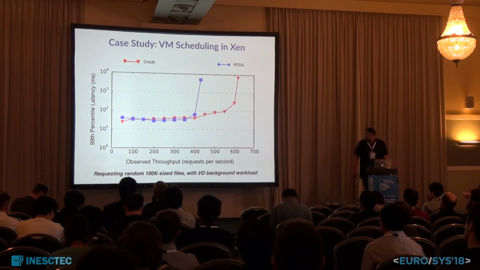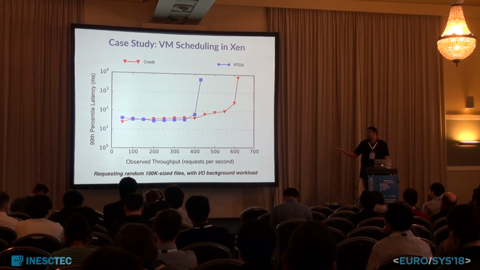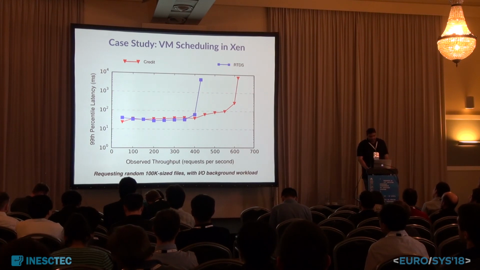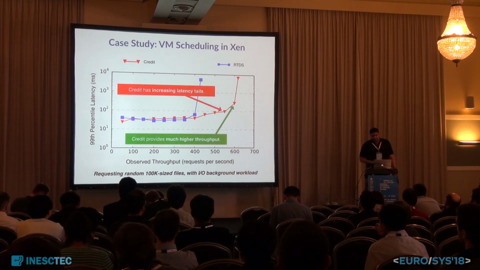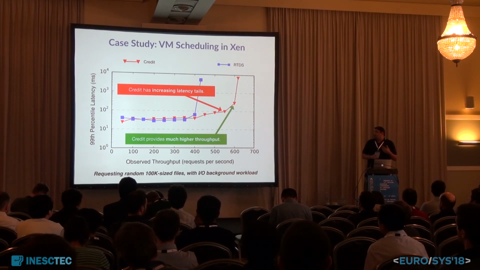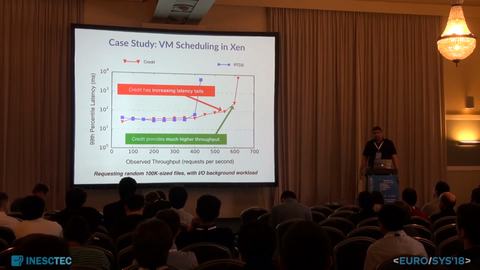And these are the two curves we get when requesting random 100 kilobyte sized files from Nginx while this IO background workload is running. So let's look at the results for Credit here. Well, first we see that Credit provides much higher throughput, almost 600 requests per second. However, you also see that Credit has increasing latency tails as you get to these higher throughputs. Already at 550 requests per second, we're seeing over 100 milliseconds of 99th percentile latency.